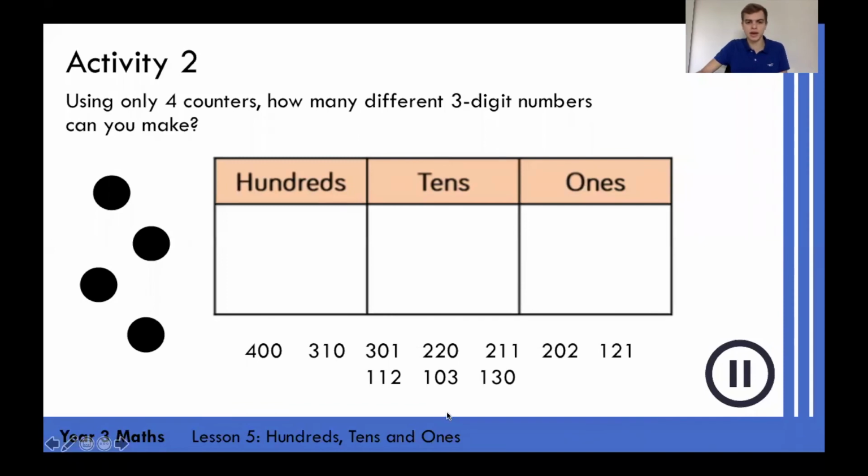We can also have the number 220, can't we? 200, 2 tens, and a 0, no counters in our ones column, but still only using 4 counters. Fantastic. And let's pick another one, 130. We can have 100, 3 counters in our tens, and no counters in our ones, still only using 4 counters. Well done if you managed to get any of those answers.